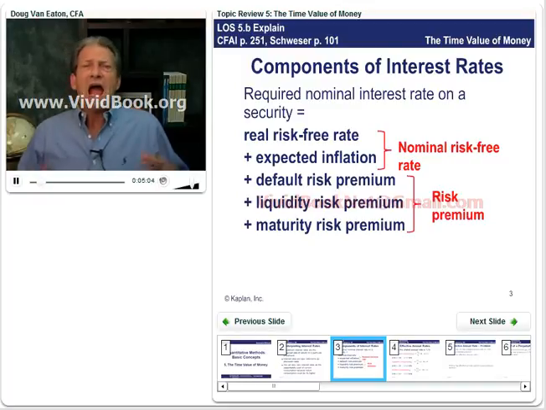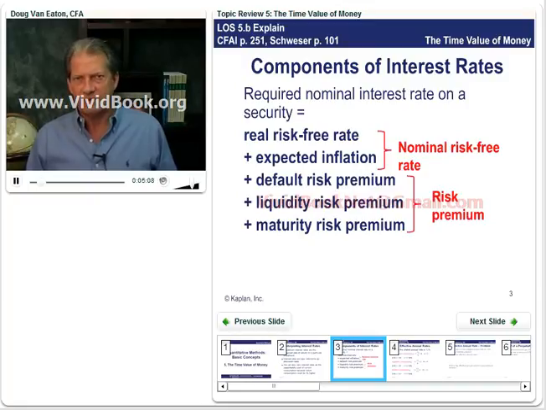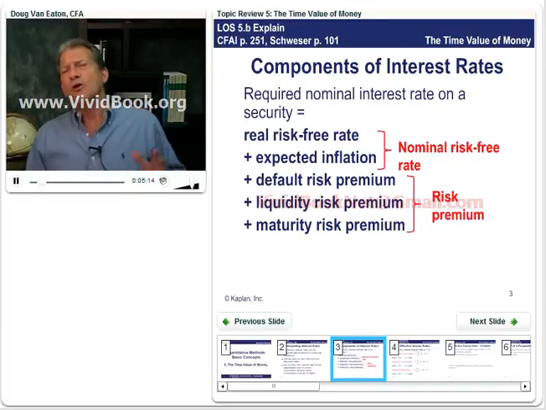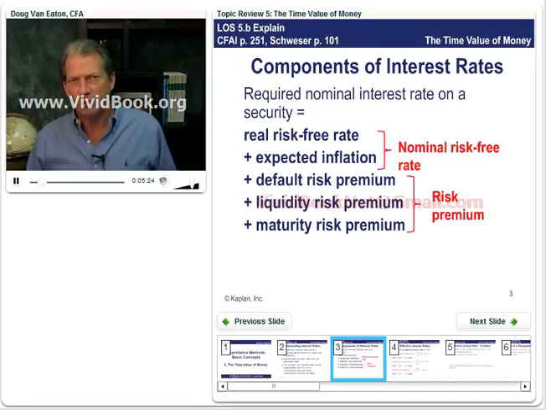That means how easily can I convert this investment back into spendable cash? And then the third one we've got listed here is a maturity risk premium. The longer the maturity on the security you're investing in, the higher the maturity risk premium. Higher yields for locking yourself into a longer holding period.